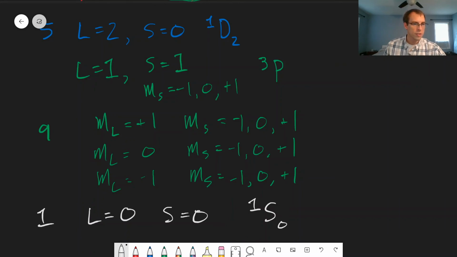Okay, so our different terms we have, and again, let me remove the J values here because that's the next thing we're going to talk about. And I think I'll go ahead and start this as a new video to start talking about that. So we have three different terms that go with this: singlet D, triplet P, singlet S, and we'll look at the J values in the next video.